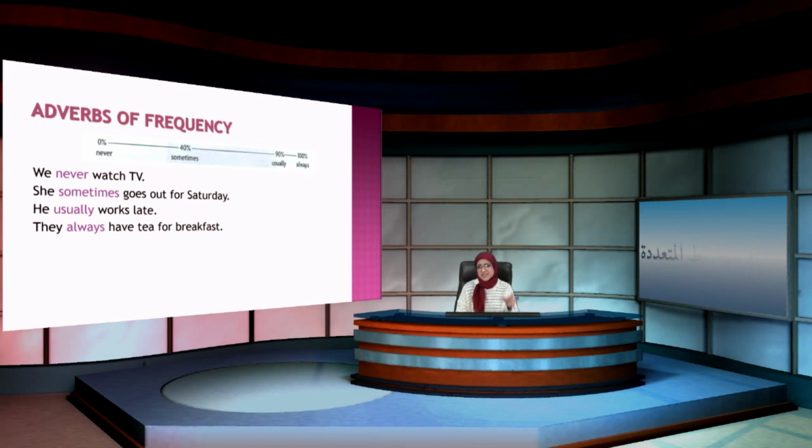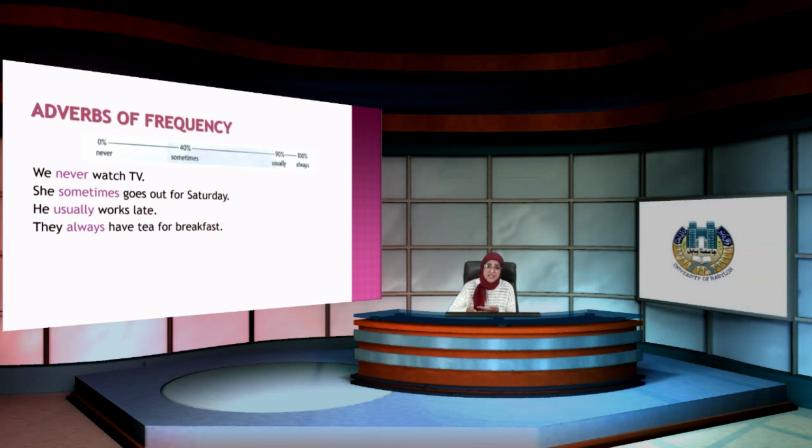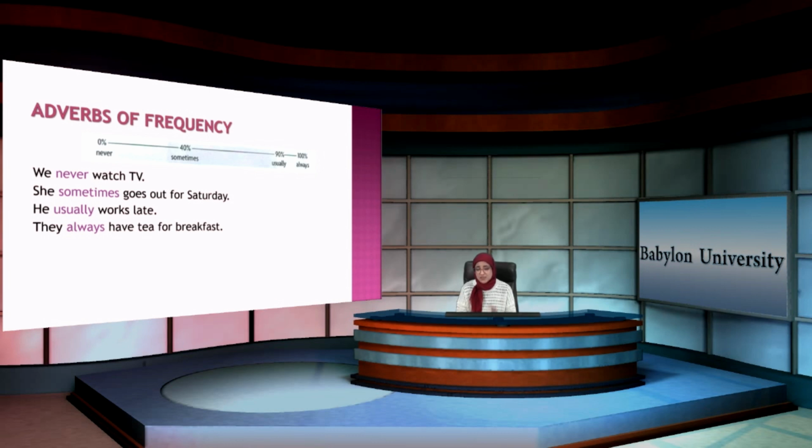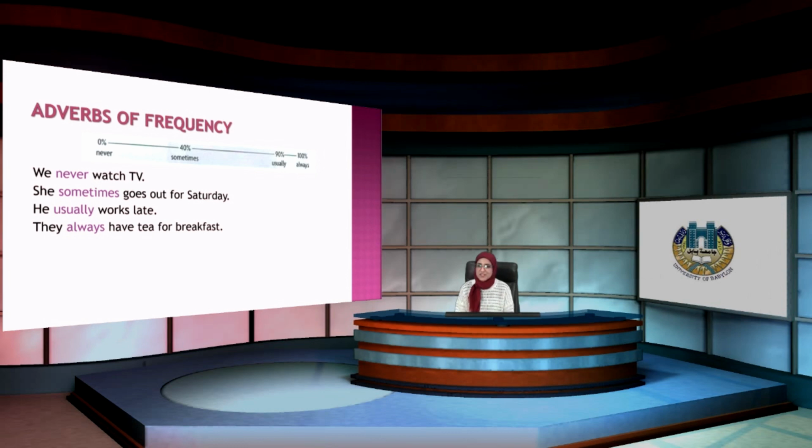And we have certain adverbs to be used with the present simple tense. They are called adverbs of frequency. We have never, sometimes, usually, and always. The possibility of repeating the action is clear in front of you. With never, it is 0%, with sometimes it is 40%, with usually it is 90%, and finally with always it is 100%. For example, we never watch TV. She sometimes goes out for a walk, for example, and they always have tea for breakfast.